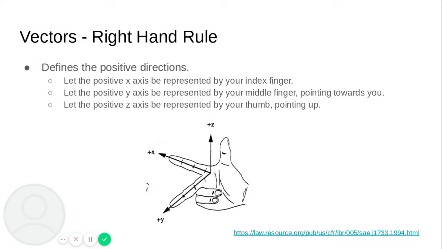The right-hand rule helps us to find the positive directions. So this will start us with a basis for our vector. So with our right hand configured in the shape below in the image, we can let the positive x-axis be represented by your index finger, positive y-axis be represented by your middle finger pointing towards you, and the positive z-axis being represented by your thumb pointing up.